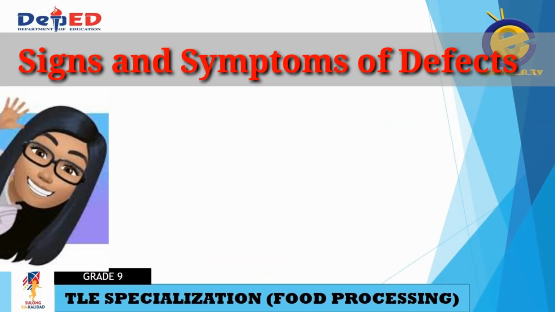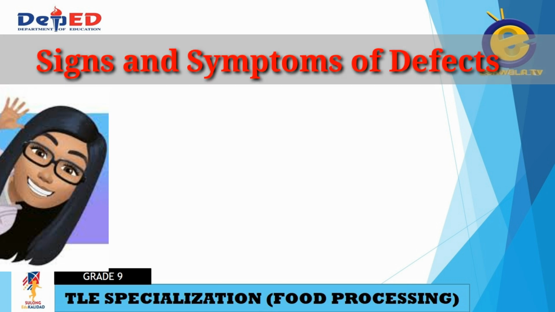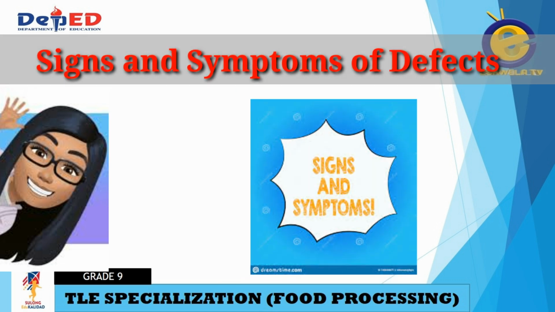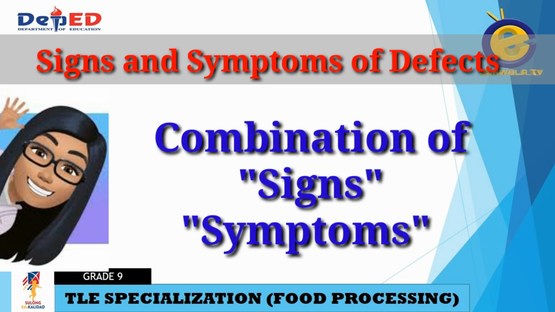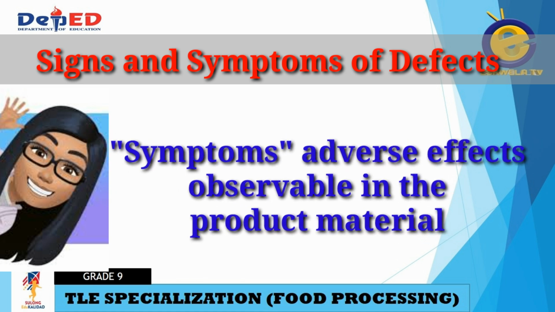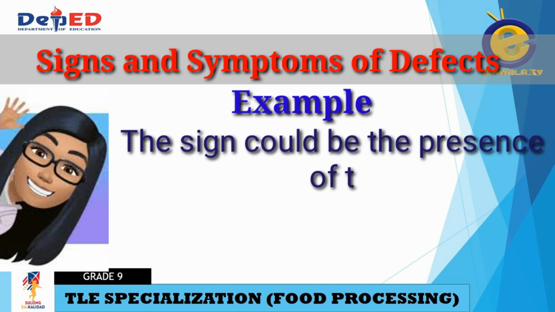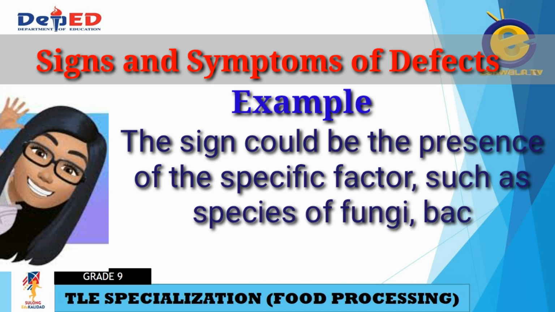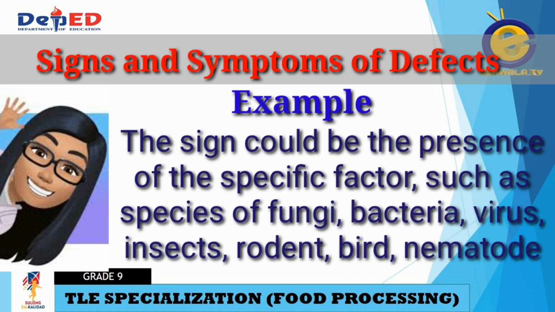The second, determination or identification of defects in food samples, the signs and symptoms of defects. It may be convenient to understand the defects in food as comprising a combination of signs and symptoms. Signs refer to the direct causal agents of the defect, while symptoms are the adverse effects observable in the product material. For example, the sign could be the presence of a specific causal factor, such as species of fungi, bacteria, virus, insect, rodent, bird, nematode, or other pest.